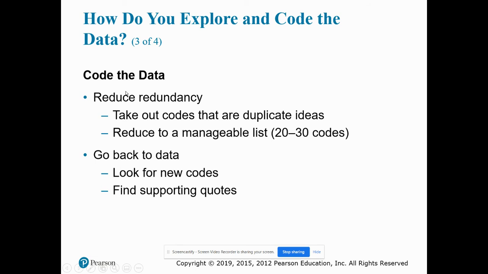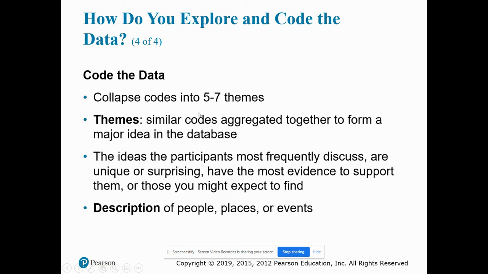So to code the data, you want to reduce redundancy. You always go back to the data. Look for new codes. Find supporting quotes, okay? You want to have about 20 to 30 codes. That's more manageable. You can collapse the codes into 5 to 7 themes. And themes are similar codes that are aggregated together to form a major idea in the database. Okay, so it's like the ideas that they are mostly talking about.